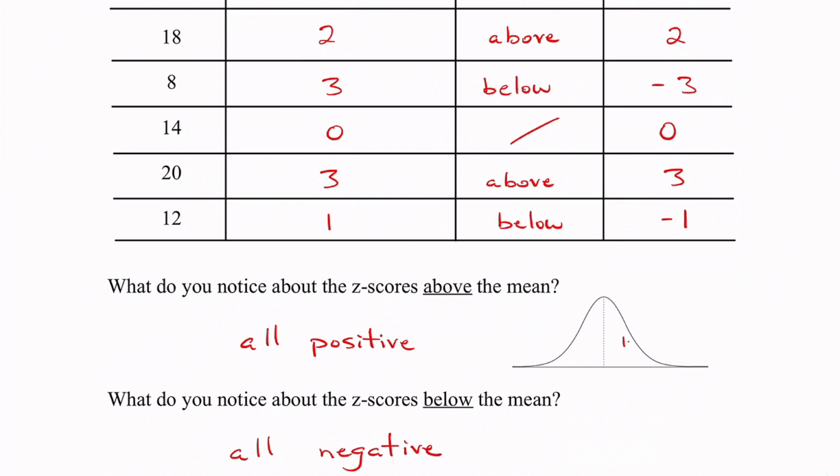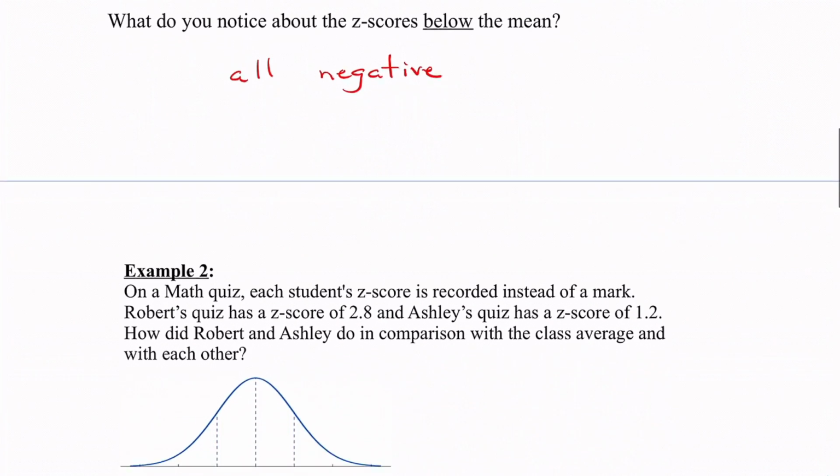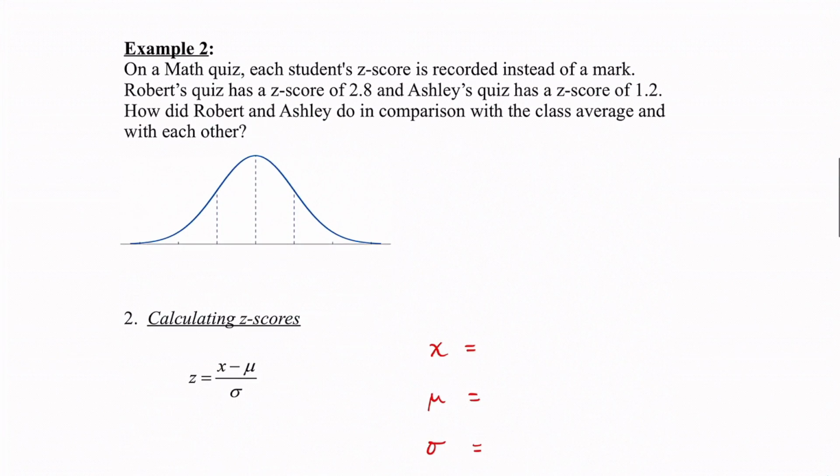So these values above the mean are positive z-scores, and then all of these values below are negative z-scores. So moving from there, we got our next example, example number 2.